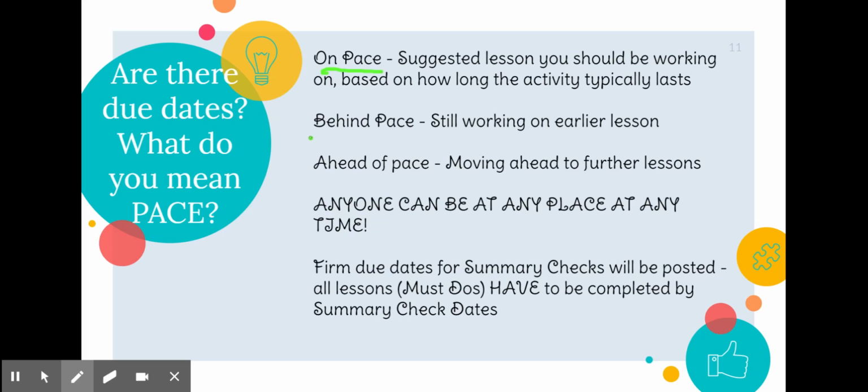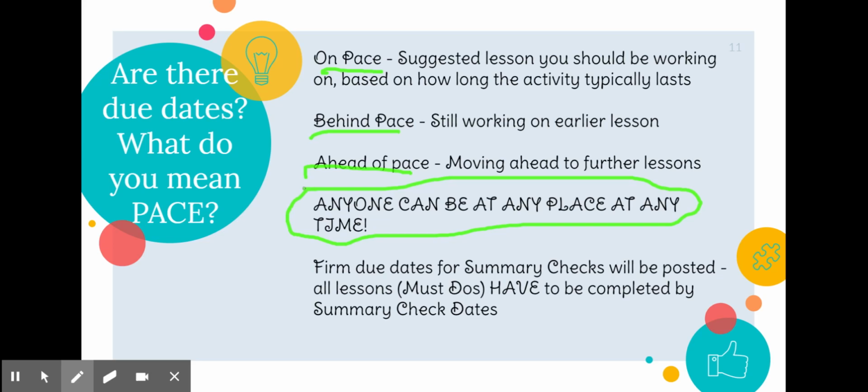You might be listed as behind pace. Behind pace doesn't mean you're behind in life. It means you're just working on an earlier lesson. Maybe you needed more practice or you wanted to finish an aspire to lesson, so that's okay. And you might be ahead of pace. Ahead of pace means that you have finished the on pace lesson and the mastery check, and you moved on to further lessons. Anyone in class can be at any pace at any time. So there may be days where you're on pace, there may be days where you're ahead of pace, there may be days you're a little behind pace. That's okay. That's the goal of a self paced classroom. You are where you need to be for your learning.